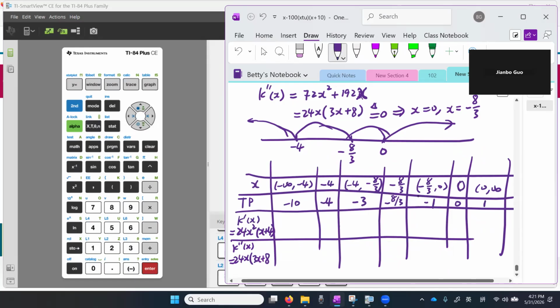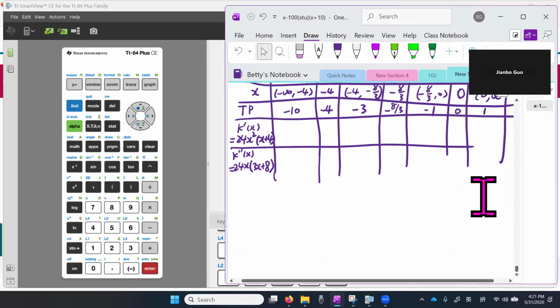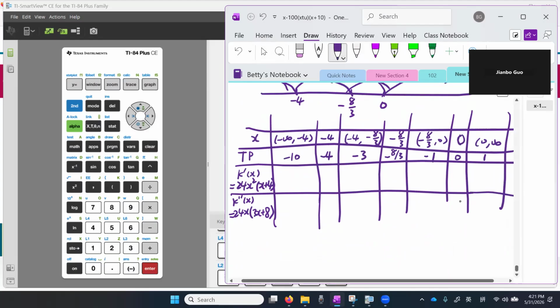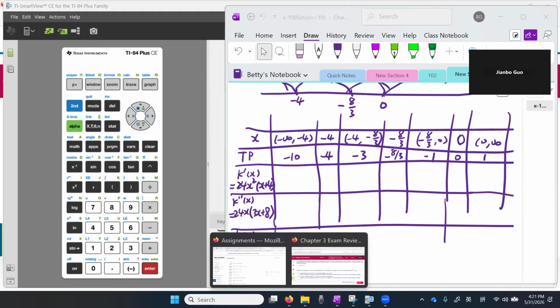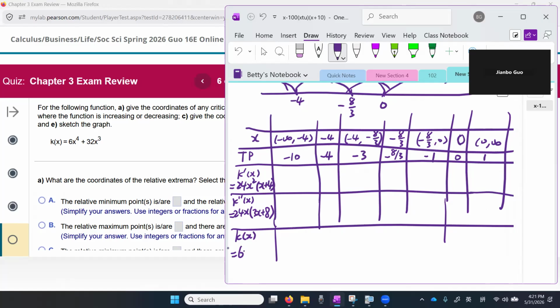X plus 8. All right. So we are going to fill in the table here, the chart. This is k of x. k of x equals 6x fourth, so we can copy it here for now, plus 32x cubed.